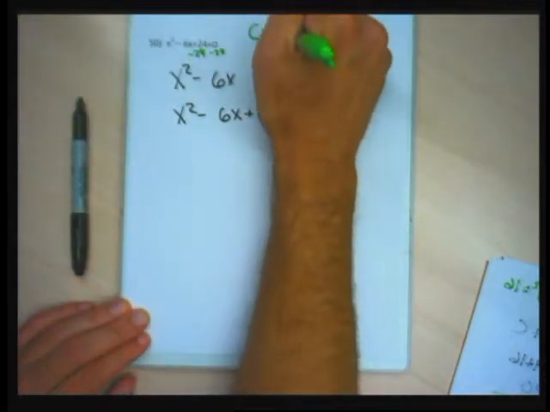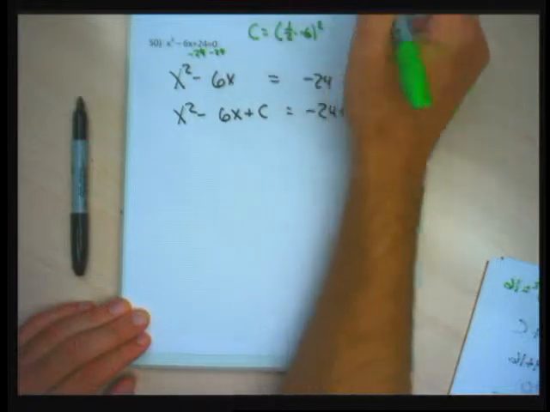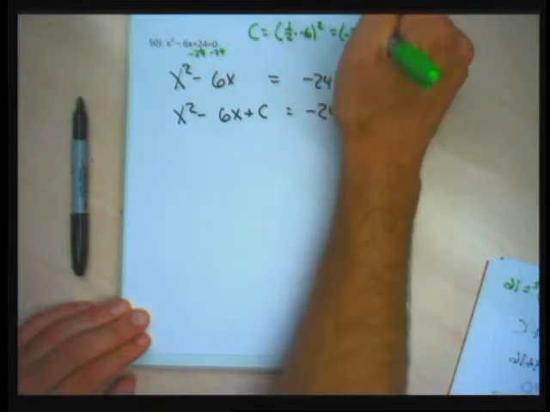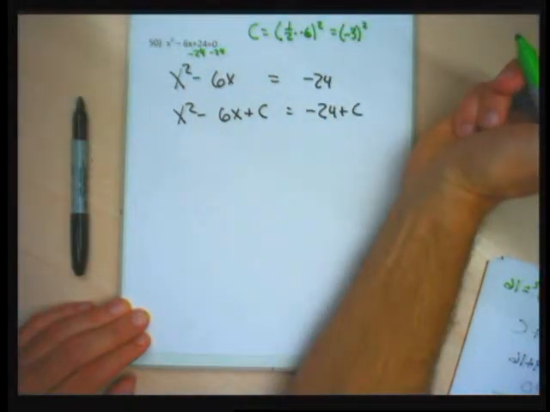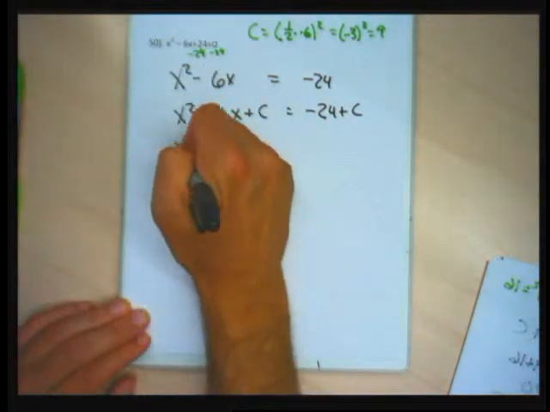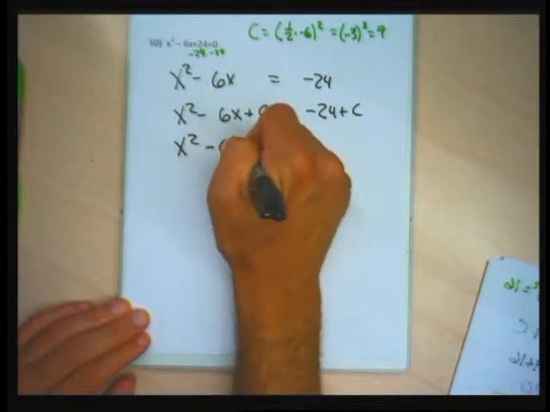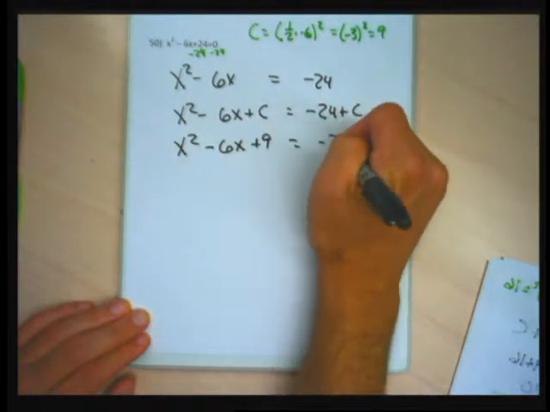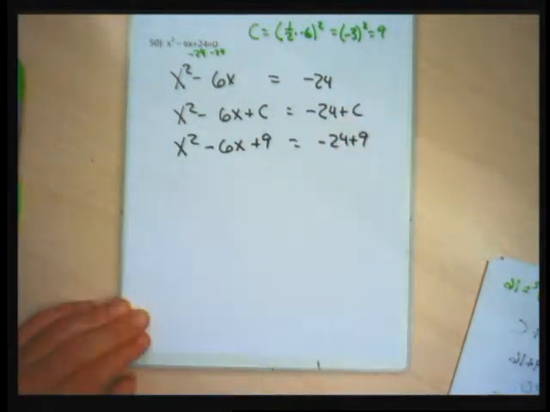C is half of negative 6, squared. Half of negative 6 is negative 3. That negative 3 is going to come up in both parentheses. Negative 3 squared is 9. So I'm going to write this as x squared minus 6x plus 9 equals negative 24 plus 9.